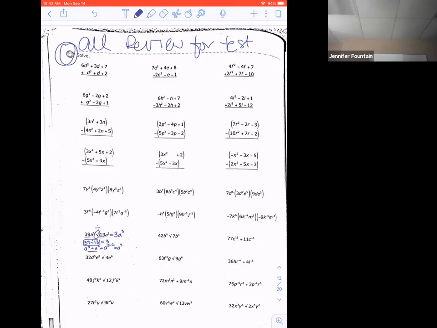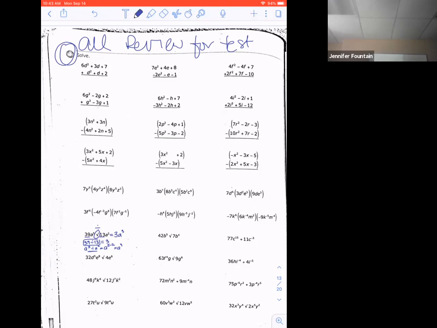Underneath that, 32d to the 5th, e to the 8th divided by 4e to the 6th, you should end up with 8d to the 5th, e squared. Oh, third is 2. I got confused. 48j to the 9th, k to the 6th divided by 12j to the 7th, k squared. You should end up with 4j squared, k to the 4th.